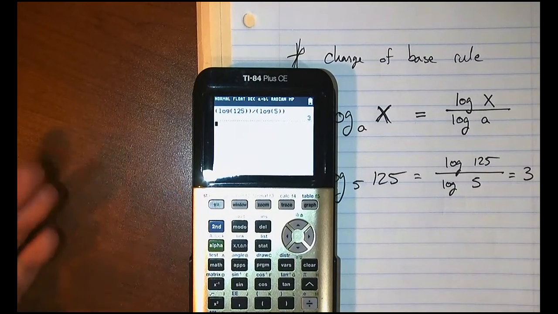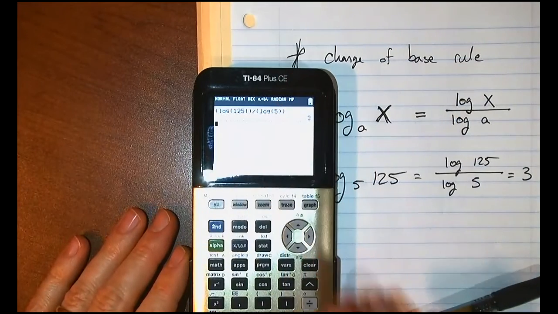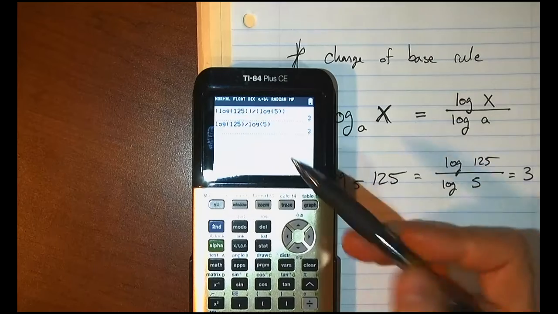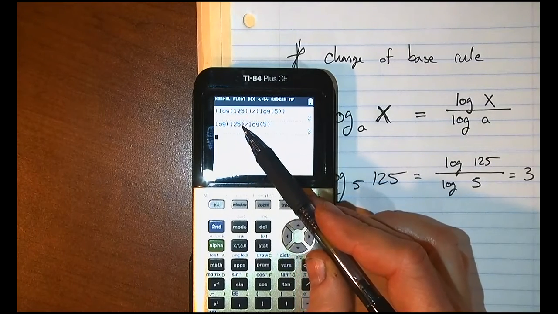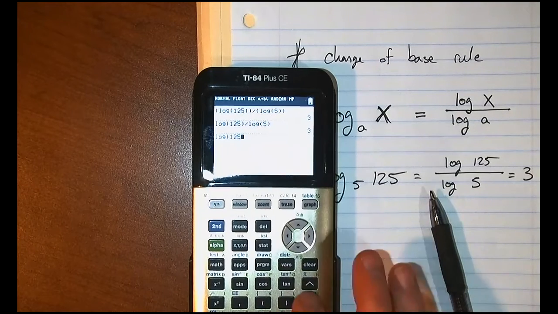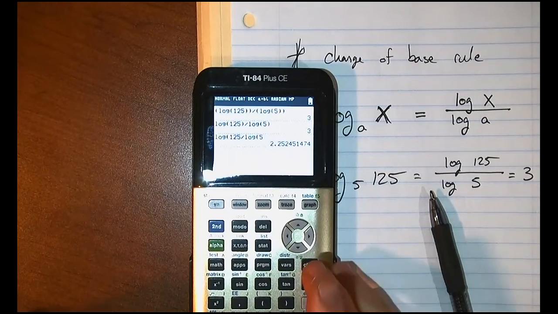Okay, and now here's where some things get a little bit interesting. I probably don't need both sets of those parentheses. If I just type log 125, close the parentheses, divided by log 5, close the parentheses, that's good enough. But do notice that the log automatically makes a set of parentheses here, so I do have to close it. If I did not close those parentheses, if I just typed in this, that will give me a wrong answer. Okay, so I do have to be a little careful with that.